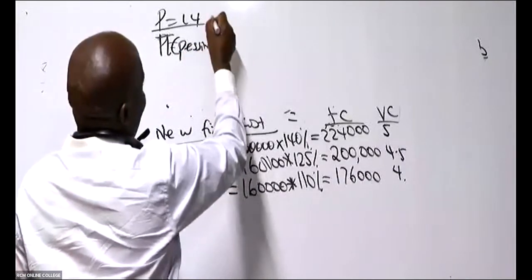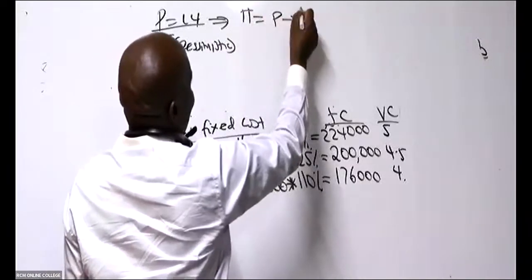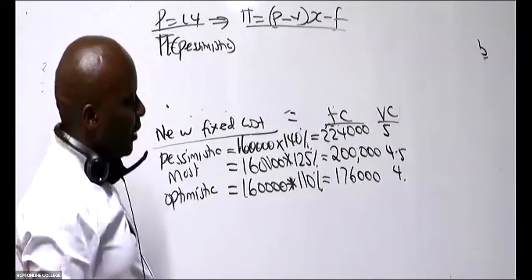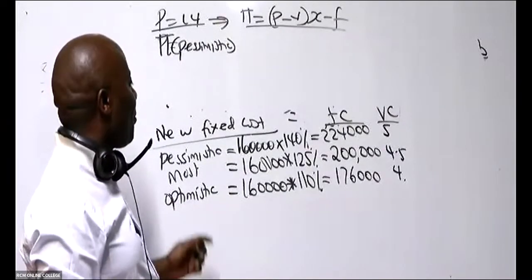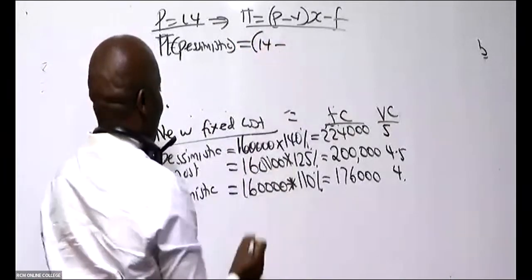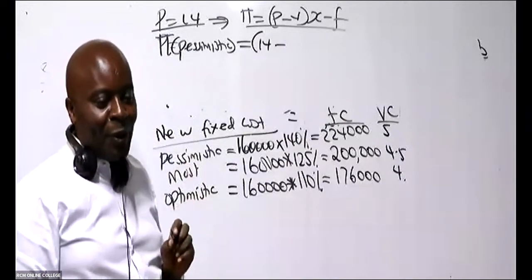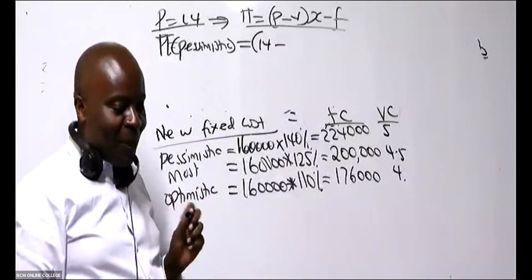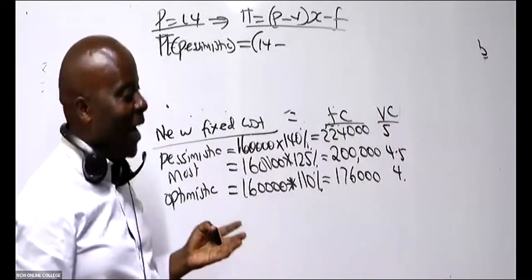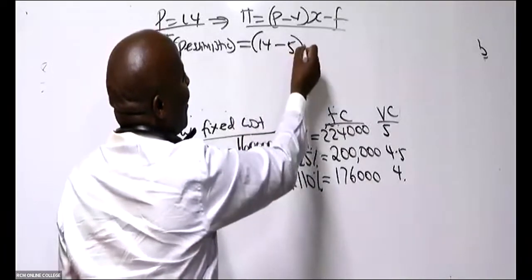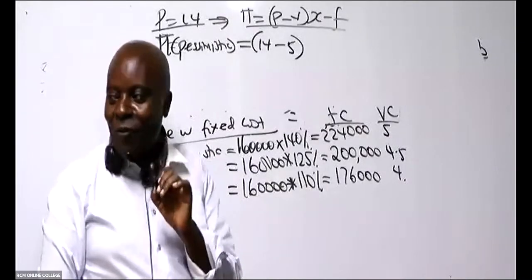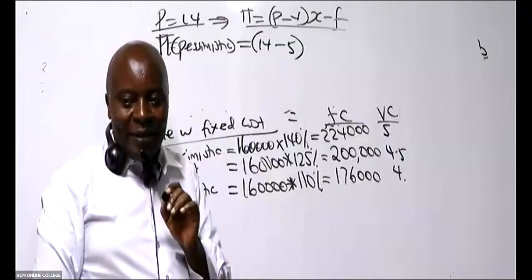Pessimistic. We know that profit equals (P minus V) times quantity minus fixed cost. If we charge a price of 14, the price here will be 14. Under pessimism, are you able to see the variable cost? Pessimism, what is the variable cost? 5. Under pessimism, at the price of 14, are you able to see the quantity?